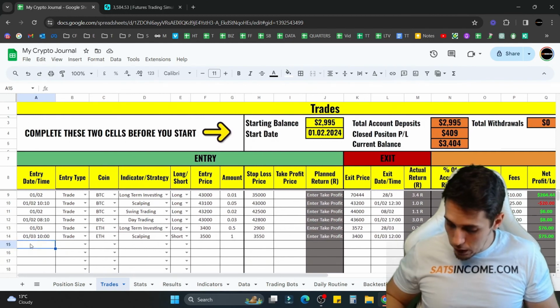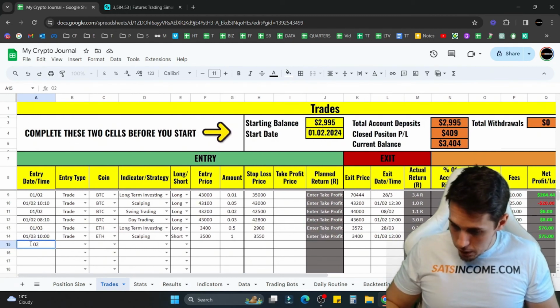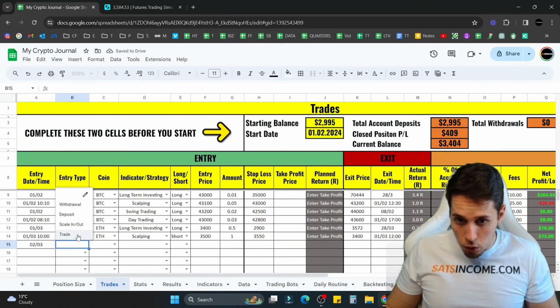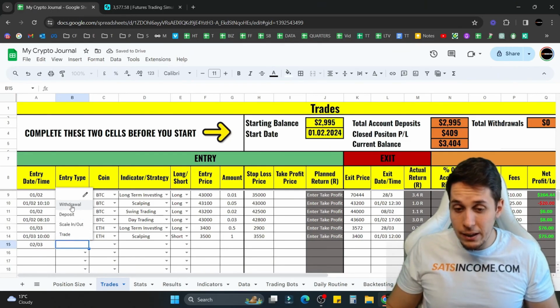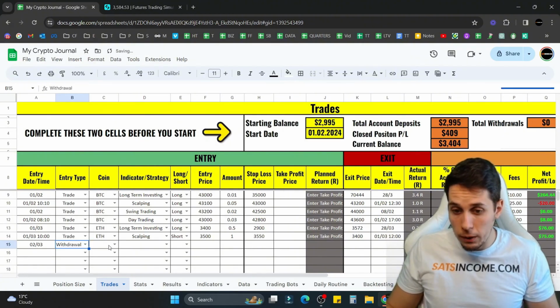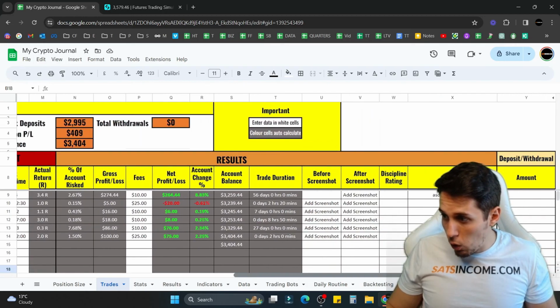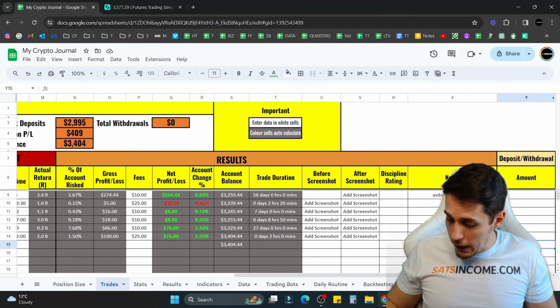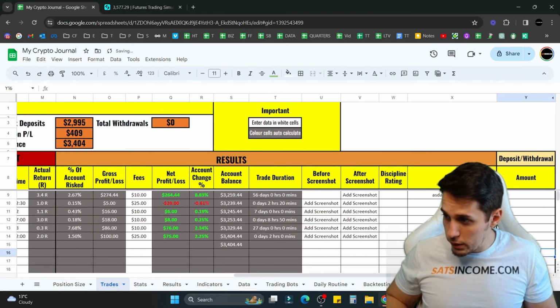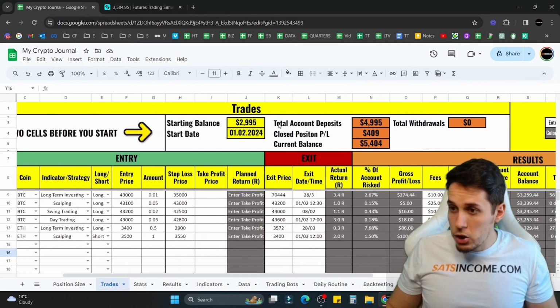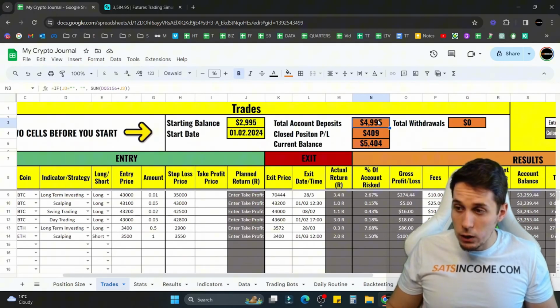Now let me show you how to actually add deposits and withdrawals to your journal, right? So let's say that on March 2nd, you actually deposited money to your account. You have to add this data in the journal as well, because if you don't, you're not gonna get the correct numbers, right? Once you add this, you have to go all the way right here and add the amount. So let's say that you deposited $2,000. Once you add this data, the journal will update itself, right? So the total account deposits are $2,000.